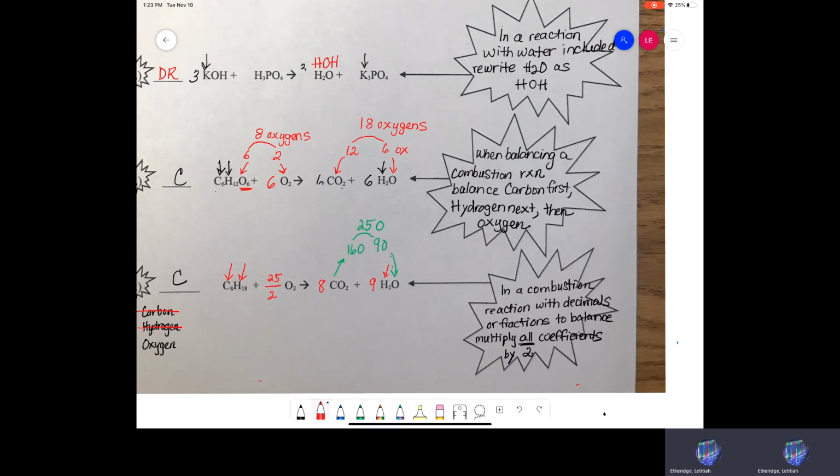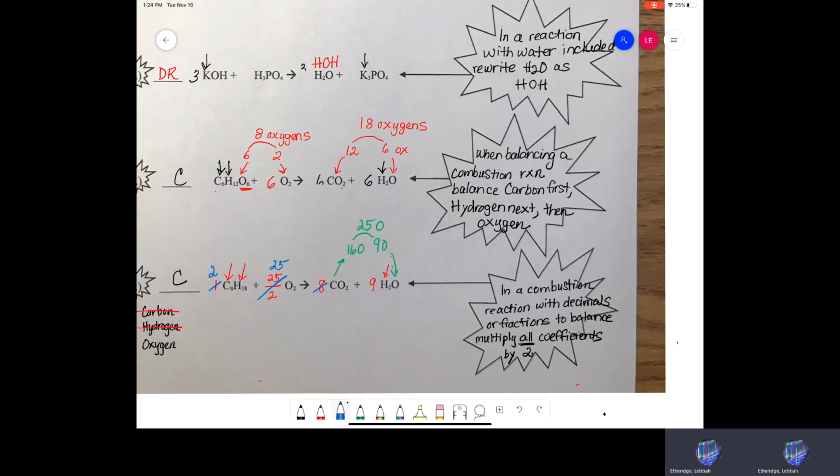Now, I just want to point out to you that when you're seeing equations that have a decimal or a fraction, most of the time your book is going to represent it as a fraction. So that's why I want to get you used to seeing the fraction. Okay, so your problem says that if you have a fraction, you need to multiply everybody by 2. So guess what? We're going to take 1, multiply by 2, we get 2. We're going to take our 25 over 2 and multiply by 2, we have 25.